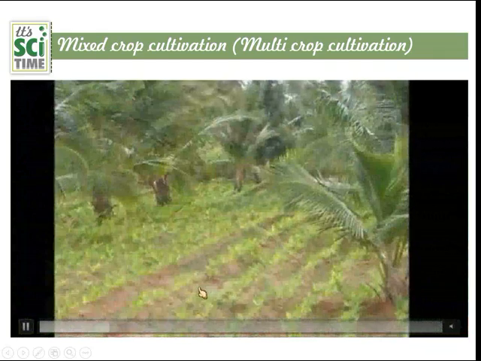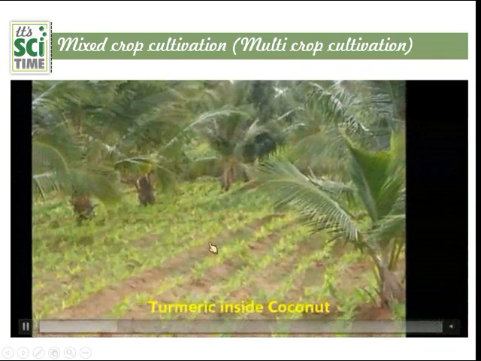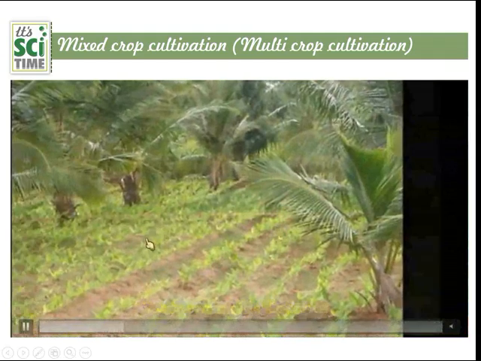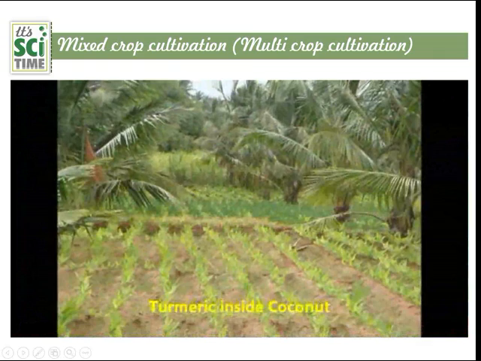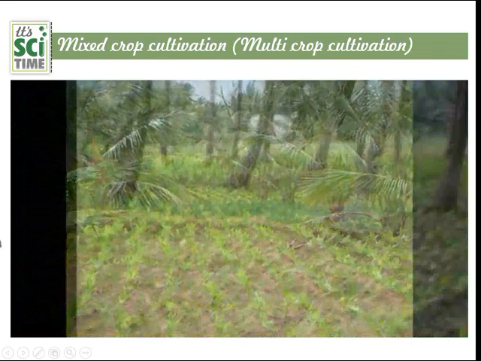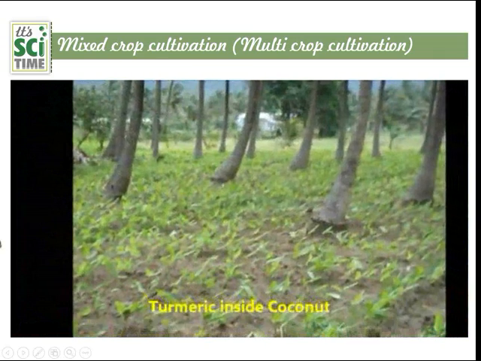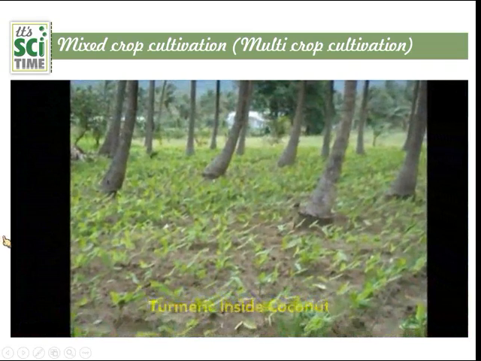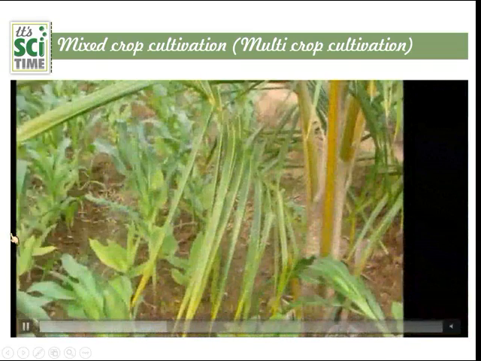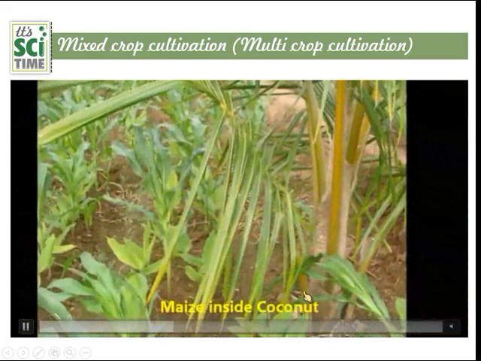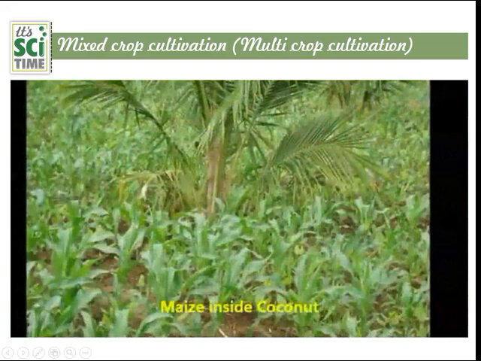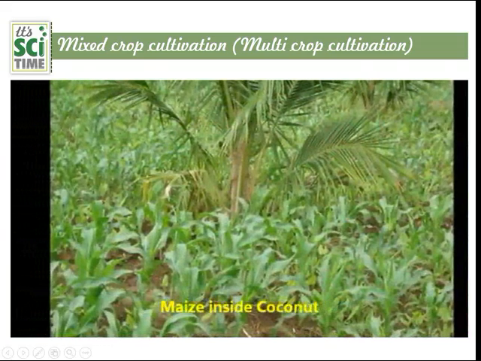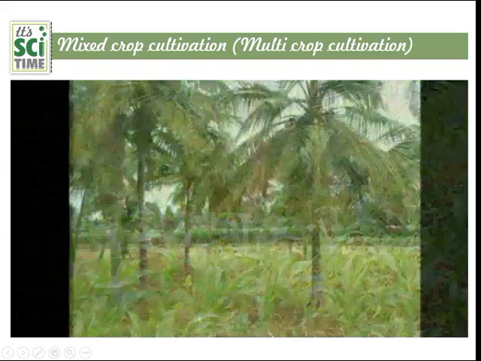Banana inside the coconut, because coconut trees we grow with certain distance. We can use that space. This is turmeric grown in a coconut estate. So using the land wisely, coconut trees and turmeric both growing in the same area. Maize inside the coconut, corn or maize we can grow, because the empty space of the land we can utilize very wisely in this one.